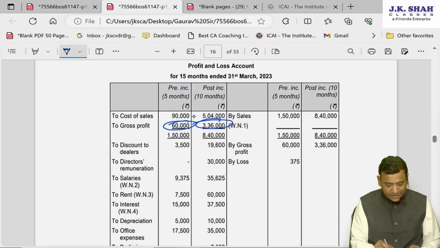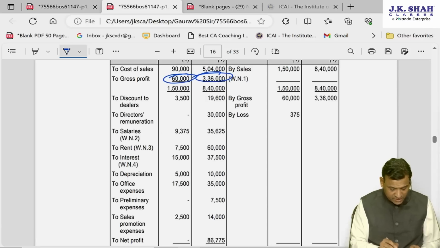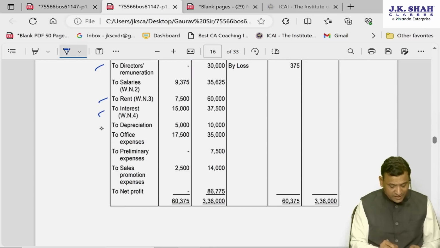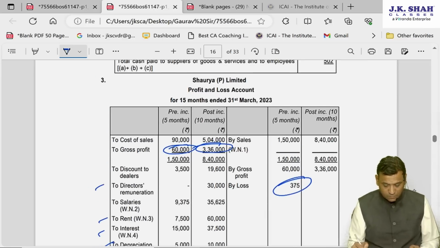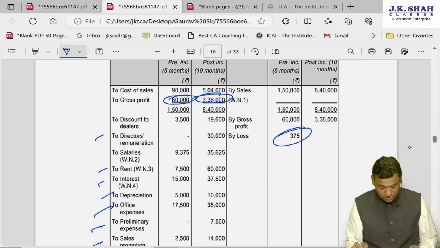Cost of sale got divided in the ratio of sales ratio. Then discount, sales ratio, director remuneration, post, salaries, we did working note, rent, interest also working note. Depreciation will be in time ratio, office expense time ratio, preliminary expense post, sales promotion sales ratio, I'm sorry, my bad. The net profit, and this is nothing but loss. Pre-incorporation period, there is a loss.